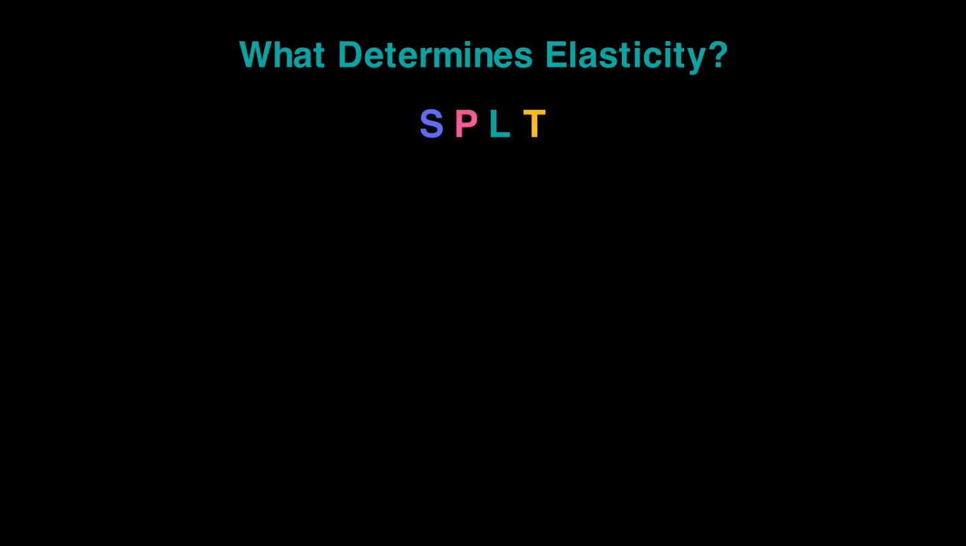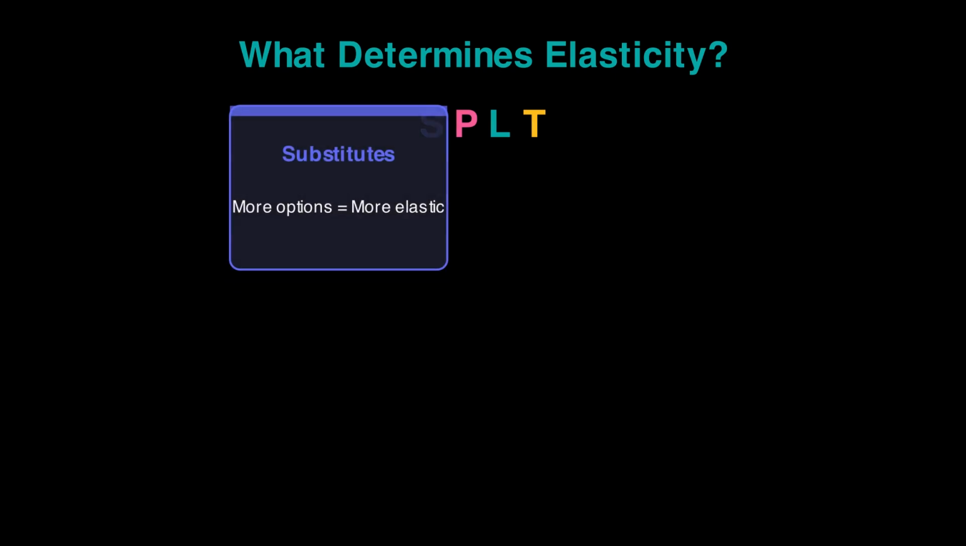So what determines the shape of that curve? Economists use the acronym SPLT. Let's break it down. S is for substitutes. This is the biggest factor. If a product has many substitutes, like a specific brand of cereal, demand is elastic. If the price goes up, you just switch brands. If there are no substitutes, demand is inelastic.